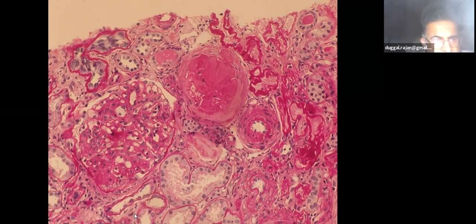Silver and Masson stain negative for hyalinosis, blue for sclerosis. Okay, absolutely. How to identify hyalinosis? Okay.